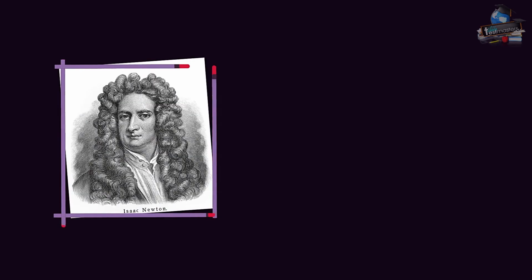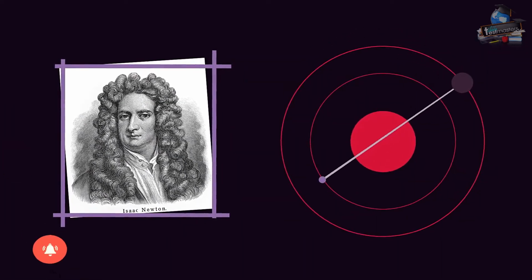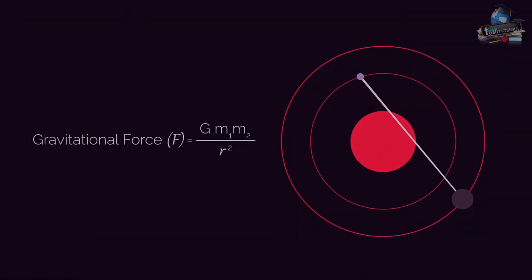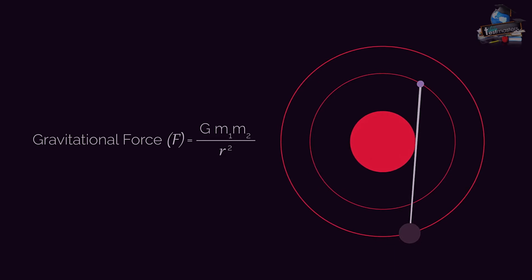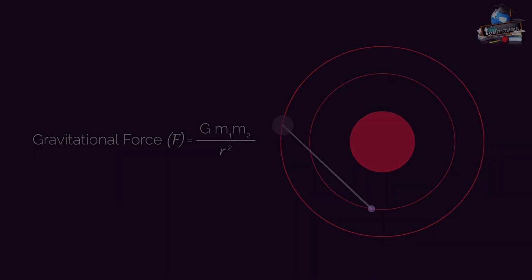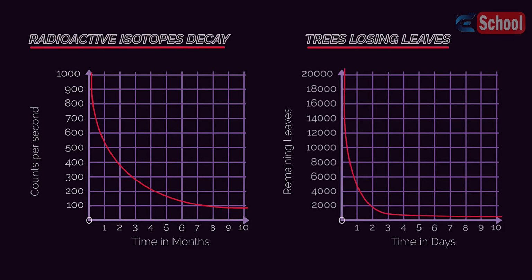Starting with Isaac Newton, he deduced that the forces needed to hold planets in orbit have a reciprocal relationship with the squares of their distances. So, as the distance between two planets increases, the gravitational force decreases. Other examples are radioactive isotopes, which decay reciprocally, and trees losing their leaves.